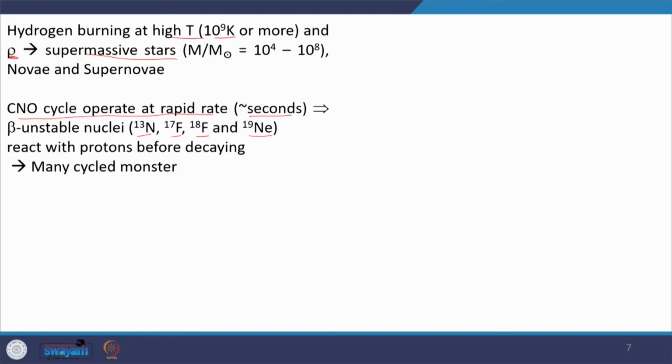What exactly am I trying to say in this slide? Whenever the situation is such that temperature is very high and density is very high, you have seen many nuclei in this PP chain and CNO cycle reacting, or undergoing decay if they are unstable. I repeat, a nucleus which is unstable undergoes positron decay to give a stable nucleus, right.